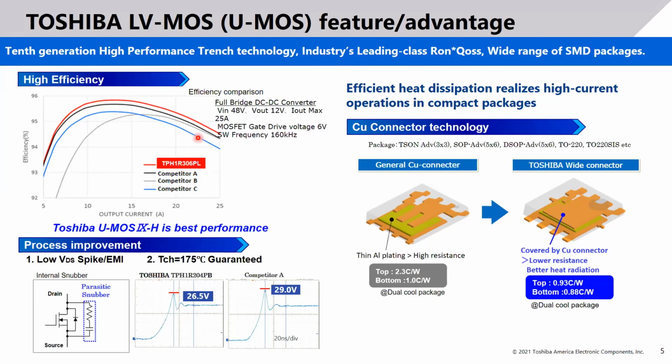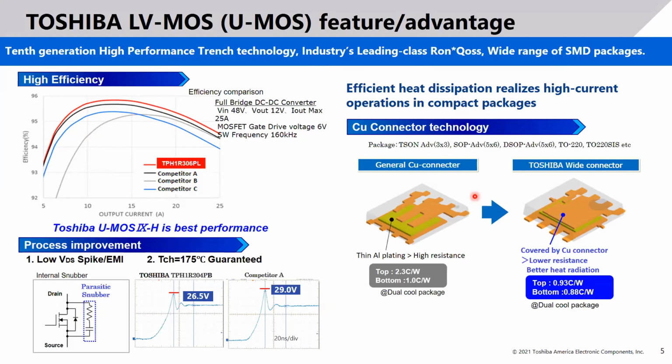So again, efficiency is the key. We are leading in this area compared to others. Process improvement: we are also optimizing the structure of this MOSFET. There is an intrinsic parasitic snubber inside each MOSFET, and we are tweaking this snubber, which helps us minimize the spike. So it gives low voltage spike, lower EMI, higher reliability, and easier design. It helps the designer.